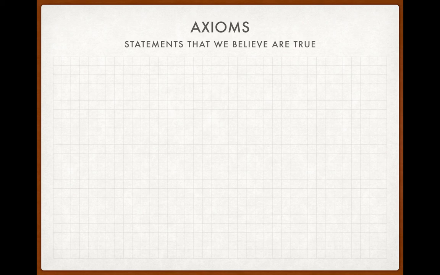Okay, the second thing we want to cover is what's called axioms. Axioms are statements that we believe to be true, and we do not need to prove them or verify them every time we do maths. We just say they're true, that's fine, we work with them.